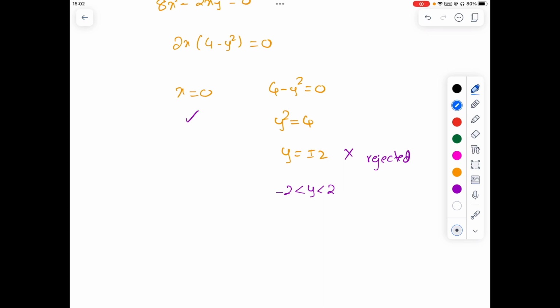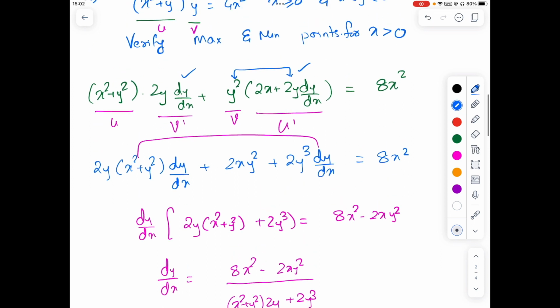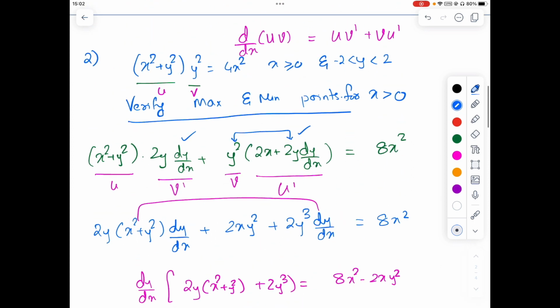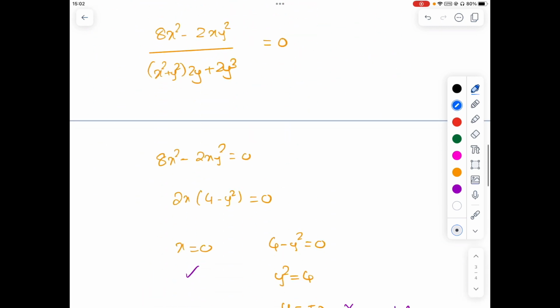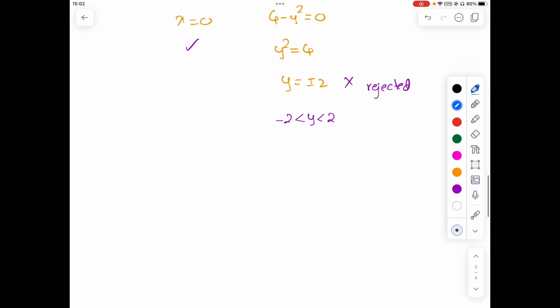So only a maximum and minimum point is possible for x equals 0. But what is the condition given in the question? He is asking us to verify maximum and minimum points for x greater than 0. So for x greater than 0, there is no maximum or minimum point, because a maximum or minimum point is only for x equals 0.